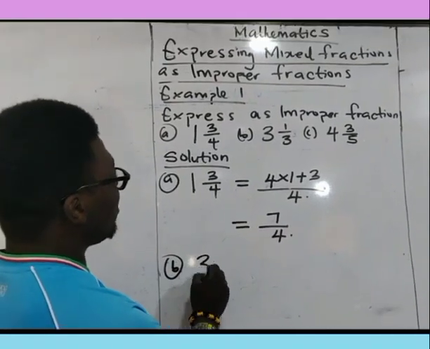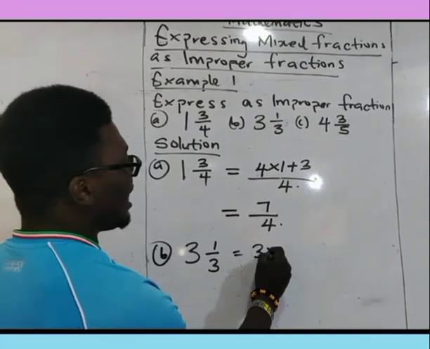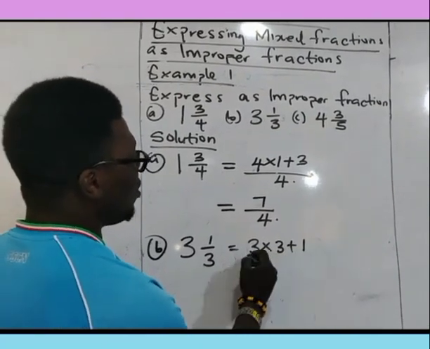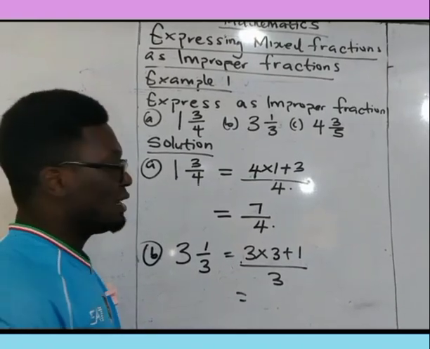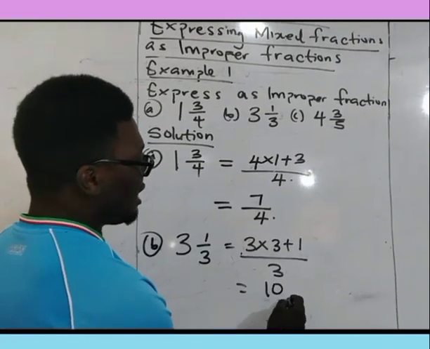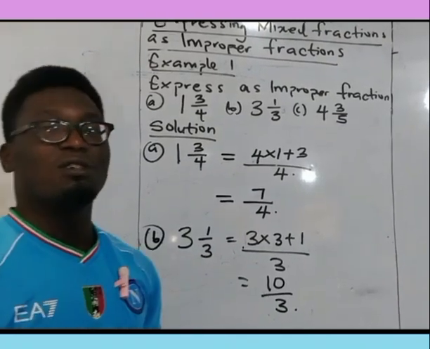Let me take B. B, I have it as 3 whole number, 1 over 3. So I have it as 3 times 3 plus 1 over 3. And 3 times 3 is 9. 9 plus 1 is 10. So I have it as 10 over 3. So I will leave you with C to solve.